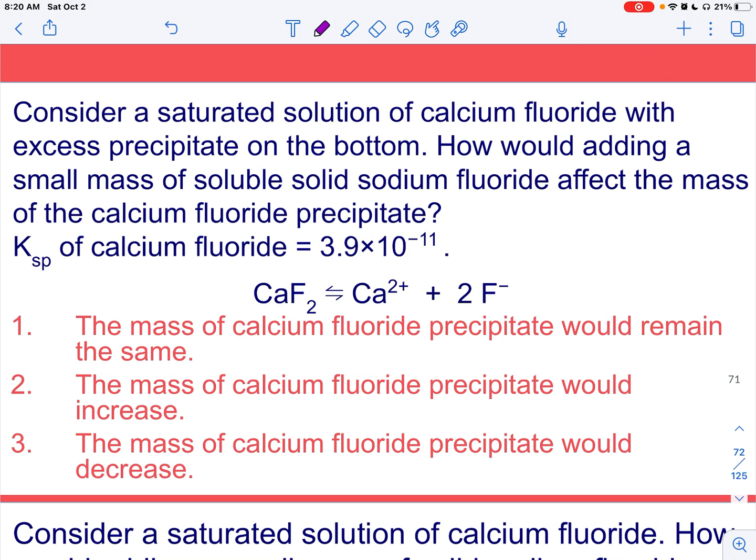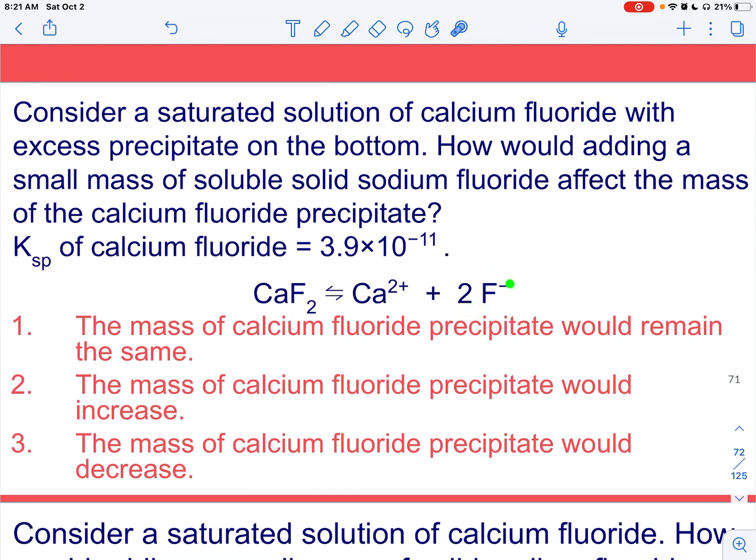Now, before we get into the math behind it, which I am going to show you, this is just a Le Chatelier problem. Okay? So we're basically combining Le Chatelier with KSP. If I asked you just a Le Chatelier problem, given this equation, without thinking about KSP at all, if I added more of this, what would happen? Okay, so that's what we're doing.